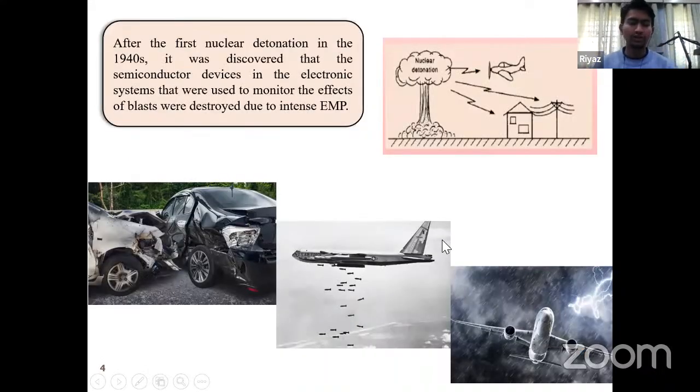So basically, EMI shielding was first discovered in about the 1940s after the first nuclear detonation. And it was observed that the semiconductor device that was used to monitor the effect of the blast was destroyed due to the intense electromagnetic pulses. And due to electromagnetic interference, many consequences happened, like I have shown in these pictures. The first picture shows a car crash because, due to the EMI interference, the signal in the car, that is the automatic braking system, stopped working and they collided. Similarly, due to the mismatch in the aircraft, unwanted deployment of bombs and a crash happened in history.